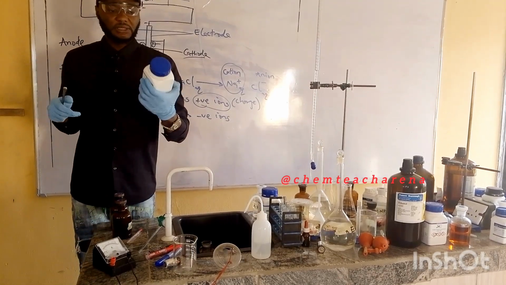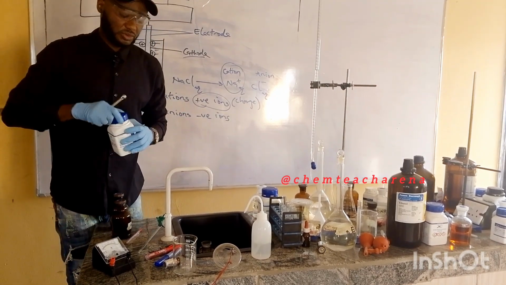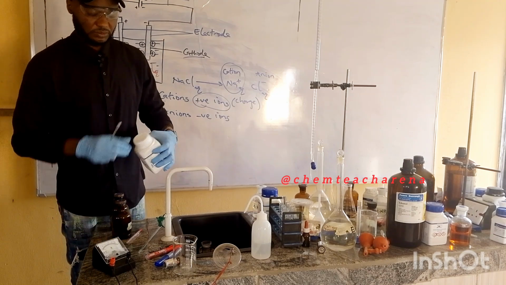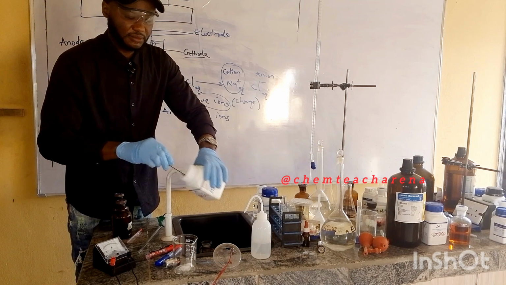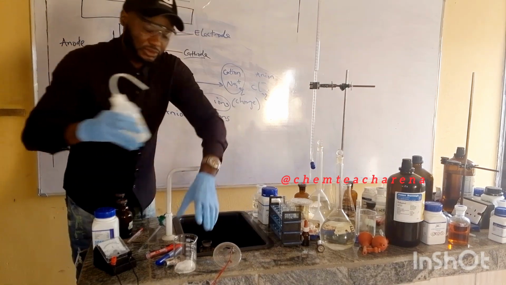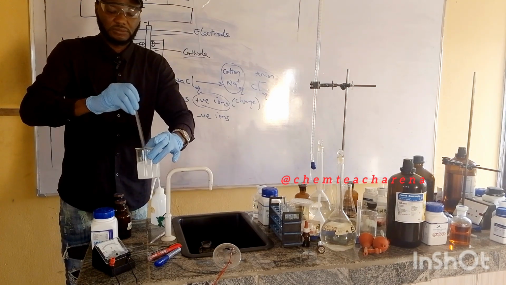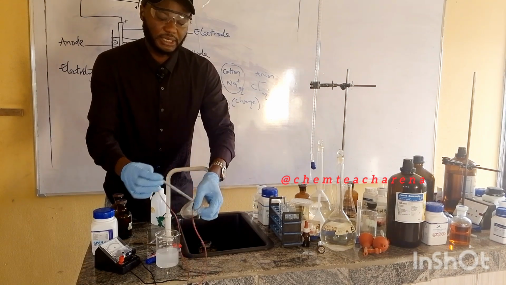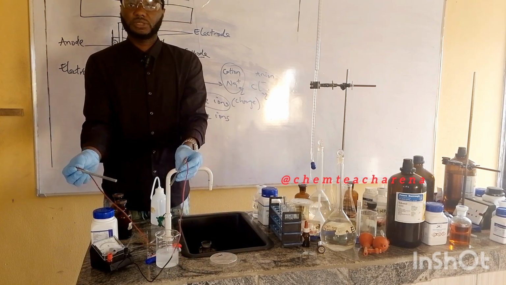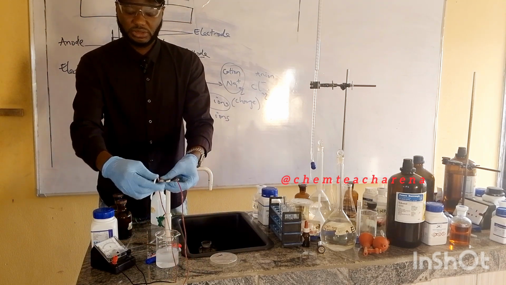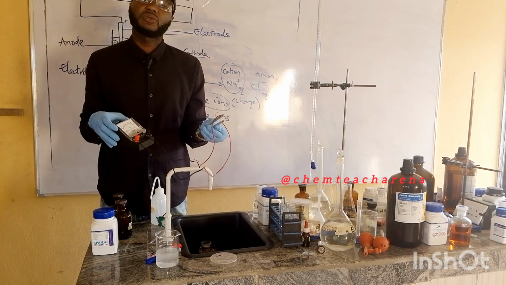Now, this is my sodium chloride, NaCl. So, then you take some. Then you add some distilled water to it. My electrode. Here's my electrode. You can see my electrode. The electrode is connected to an ammeter so that I can detect when the current is on or off.